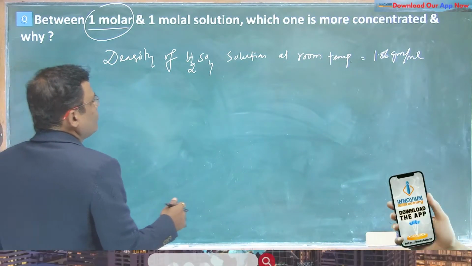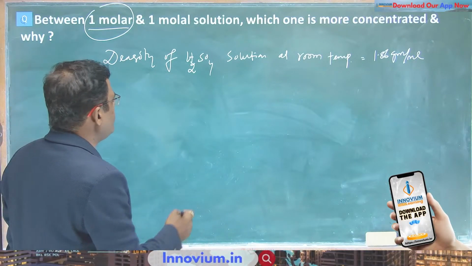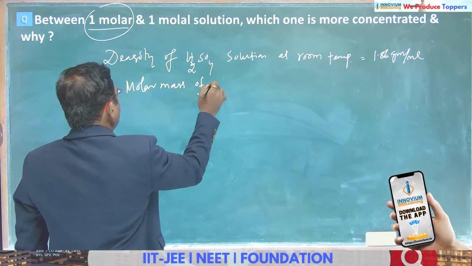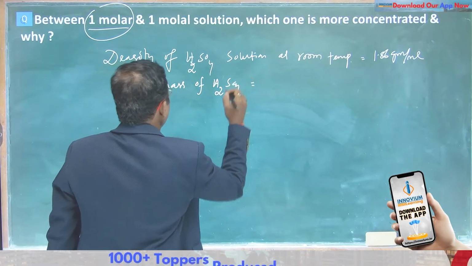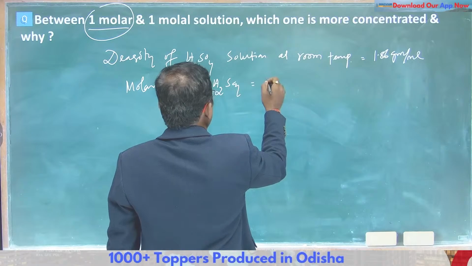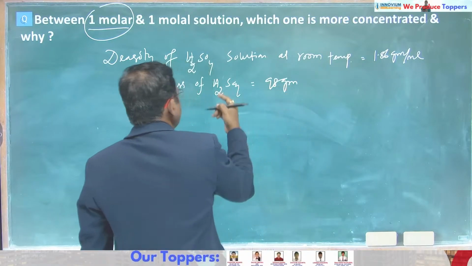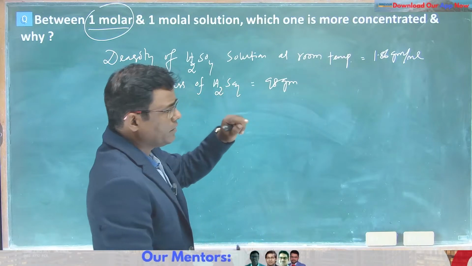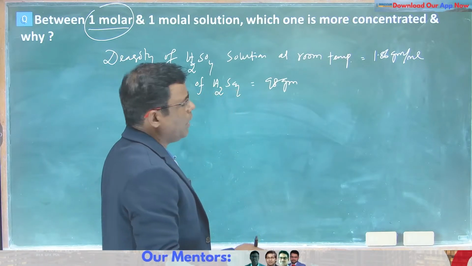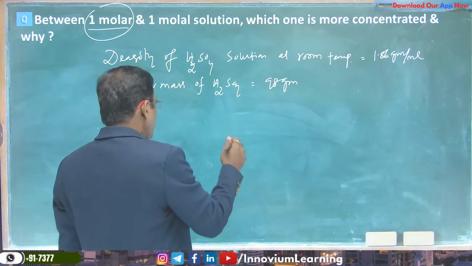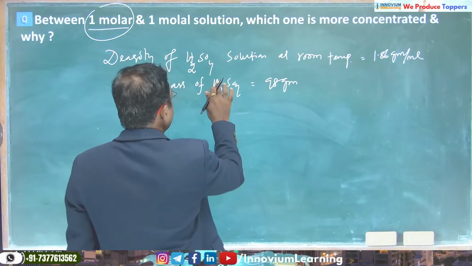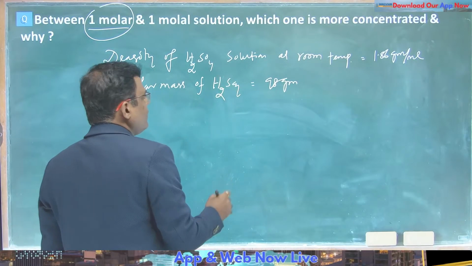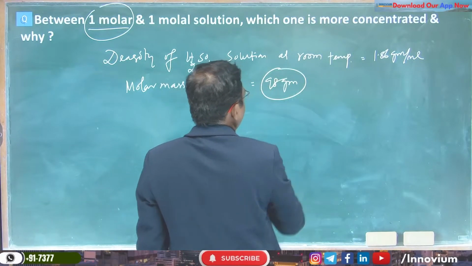Then what is the molar mass of H2SO4? The mass of H2SO4 is 98 gram, because sulfur is 32, 4 oxygen is 64, and 2 hydrogen is 2. So on adding, you will get the result 98 gram. So this is the molar mass of H2SO4.